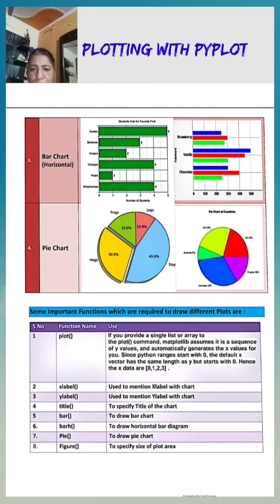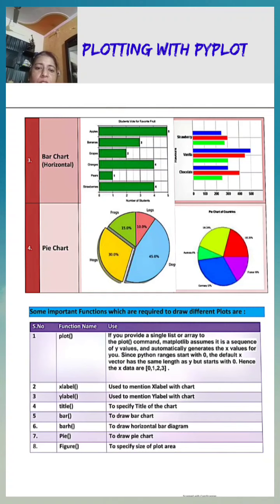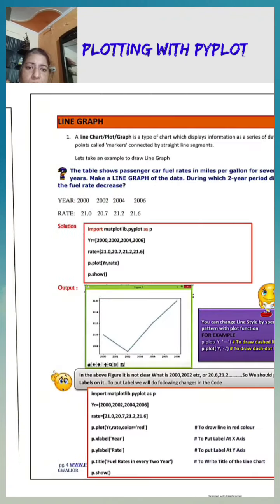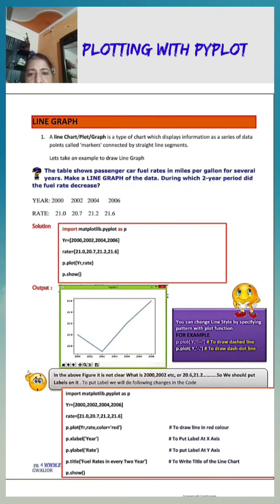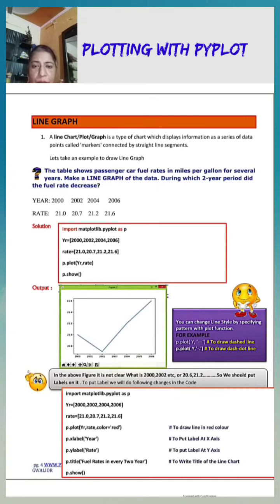Here is a table. You can see some important functions are written over here. The plot function is here to create the graphs. xlabel, ylabel, title, bar, barh, pie, figure. These are some of the names of the methods which we will use in this chapter to create our chart. Clear? Next, first we will discuss the line graph.